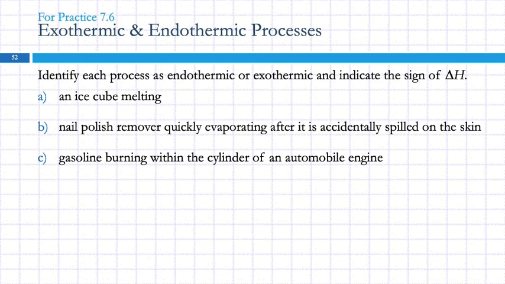The trick to identifying these is to first figure out what's the system and what's the surroundings. So here it's asking us about the process, the chemical reaction. We can't really observe what's happening to the reaction. We can only observe what's happening to the surroundings. So when an ice cube melts, does that make the surroundings warmer or colder?